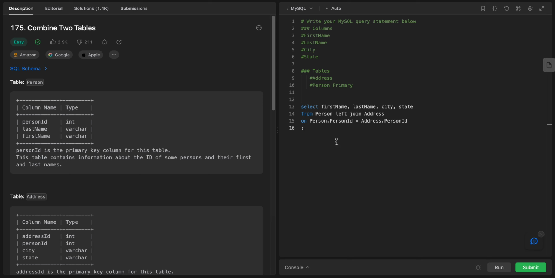So that's it, and it's pretty straightforward and pretty easy. I guess all of the SQL problems are pretty easy, and that's my solution.